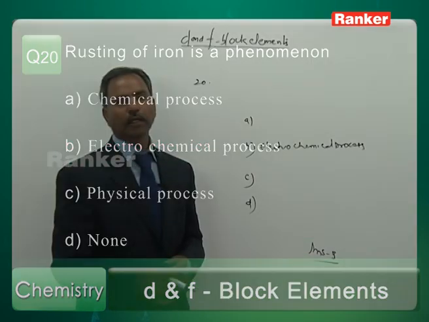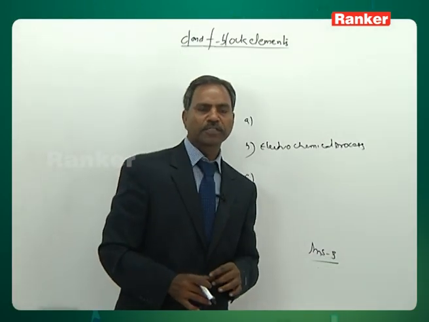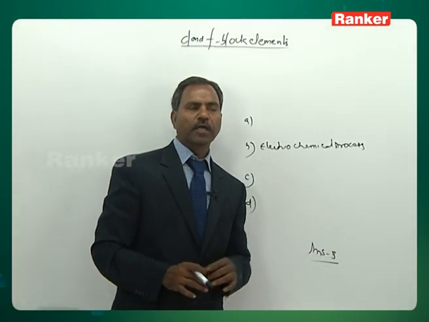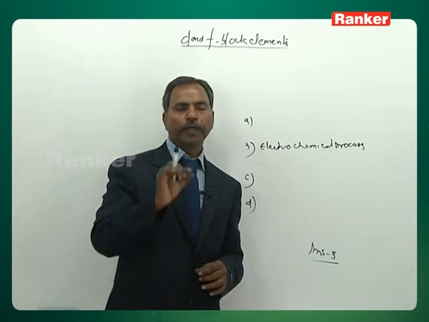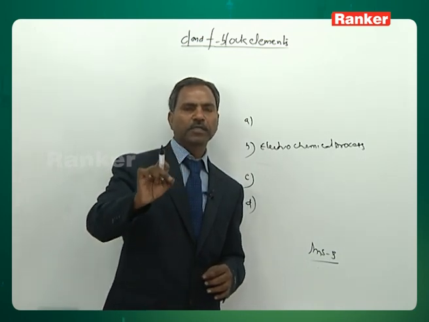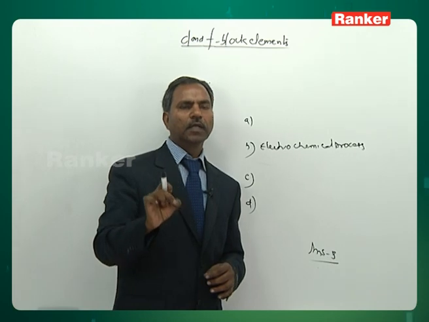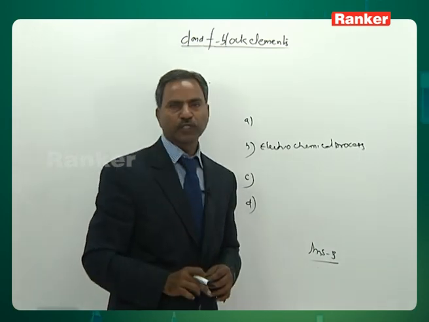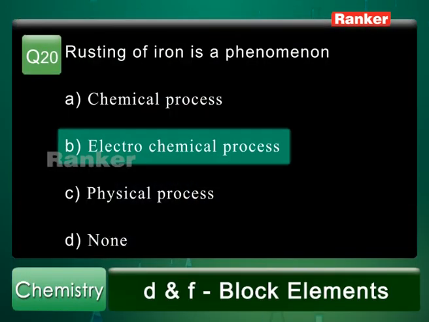Option B is the answer. Rusting of iron, remember, is an electrochemical process. Generally, we feel it may be a chemical process. No, it is an electrochemical process because it takes place in the presence of formation of H plus ions. So option B is the correct one.